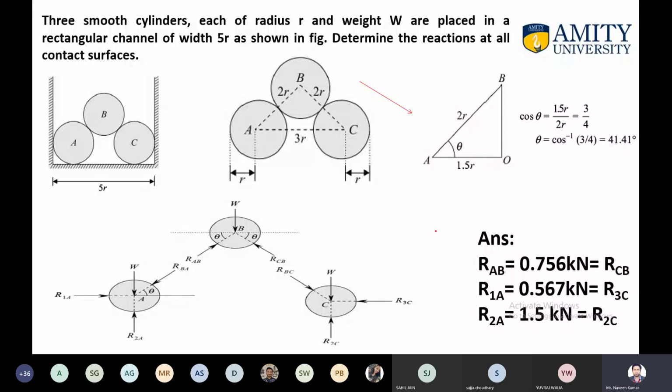So try to solve this problem and give me the answer what you are getting. I think the answers are also visible here, but try to solve it by yourself. I am giving you 2 or 3 minutes to solve it. This is also the FBD part here mentioned. So I am giving you 2-3 minutes. Solve it.